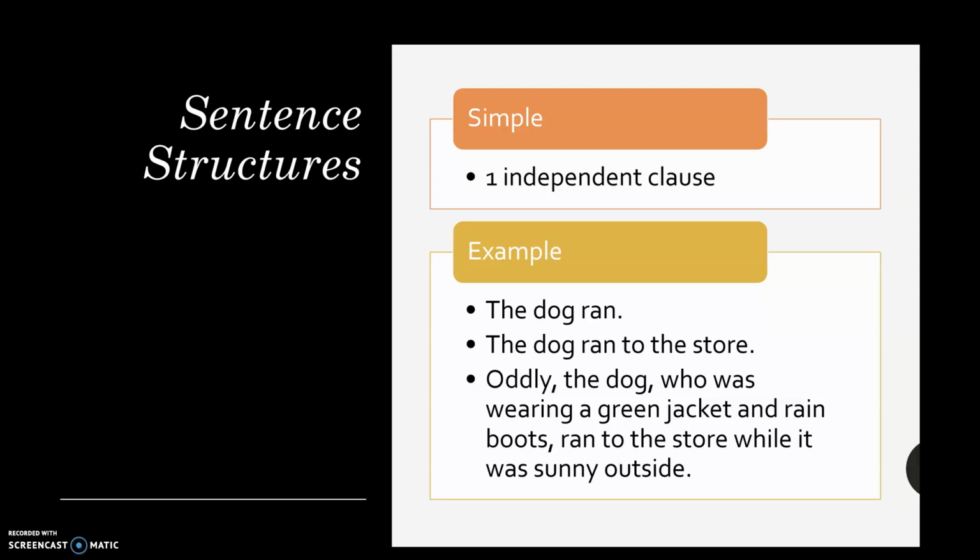But don't be deceived. Simple sentences don't have to be short. This very long sentence is still a simple sentence because it only contains one thought, one subject, one predicate. The dog, who was wearing a green jacket and rain boots, ran to the store while it was sunny outside. You only have one subject, the dog, and you only have one predicate, ran to the store while it was sunny outside. That part in the middle is just additional information that tells you more about the dog, but it is still just a simple sentence.